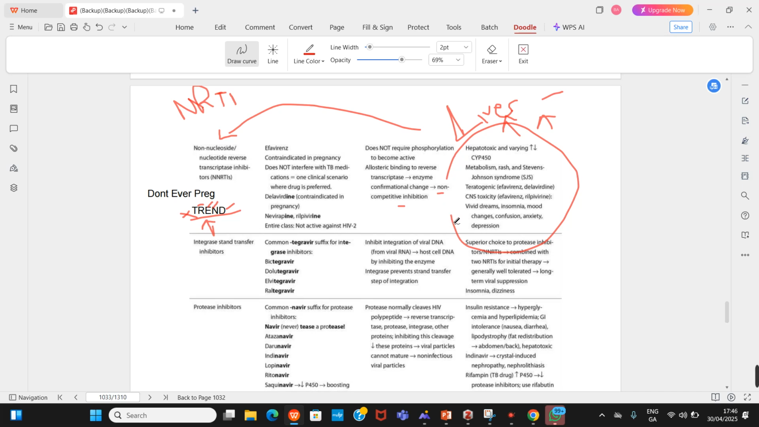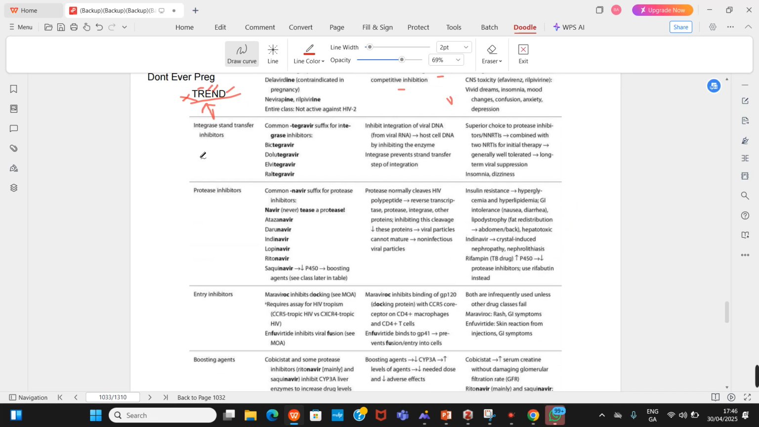With that, we have summarized all the side effects. We have said everything that is there, everything. So moving on to the integrase inhibitors. Once you are saying the word 'gravir', integrate, that's integrase. So just from the name, they prevent integration of the viral DNA into the host DNA.